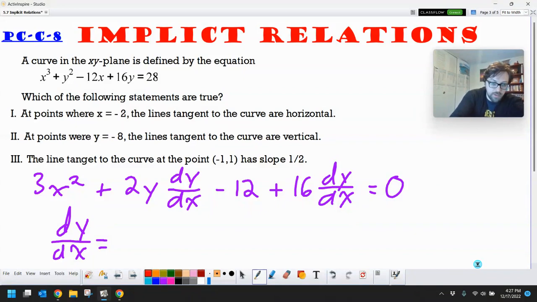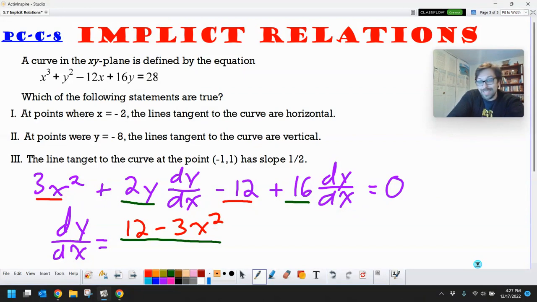Then we can find our derivative dy over dx by saying, okay, a couple of our things are going to go to the other side, this 3x squared and that minus 12. So it'll be 12 minus 3x squared. And then we'll divide by these other pieces, this 2y and that 16 after we factor out the dy dx. So that'll be divided by 2y plus 16.